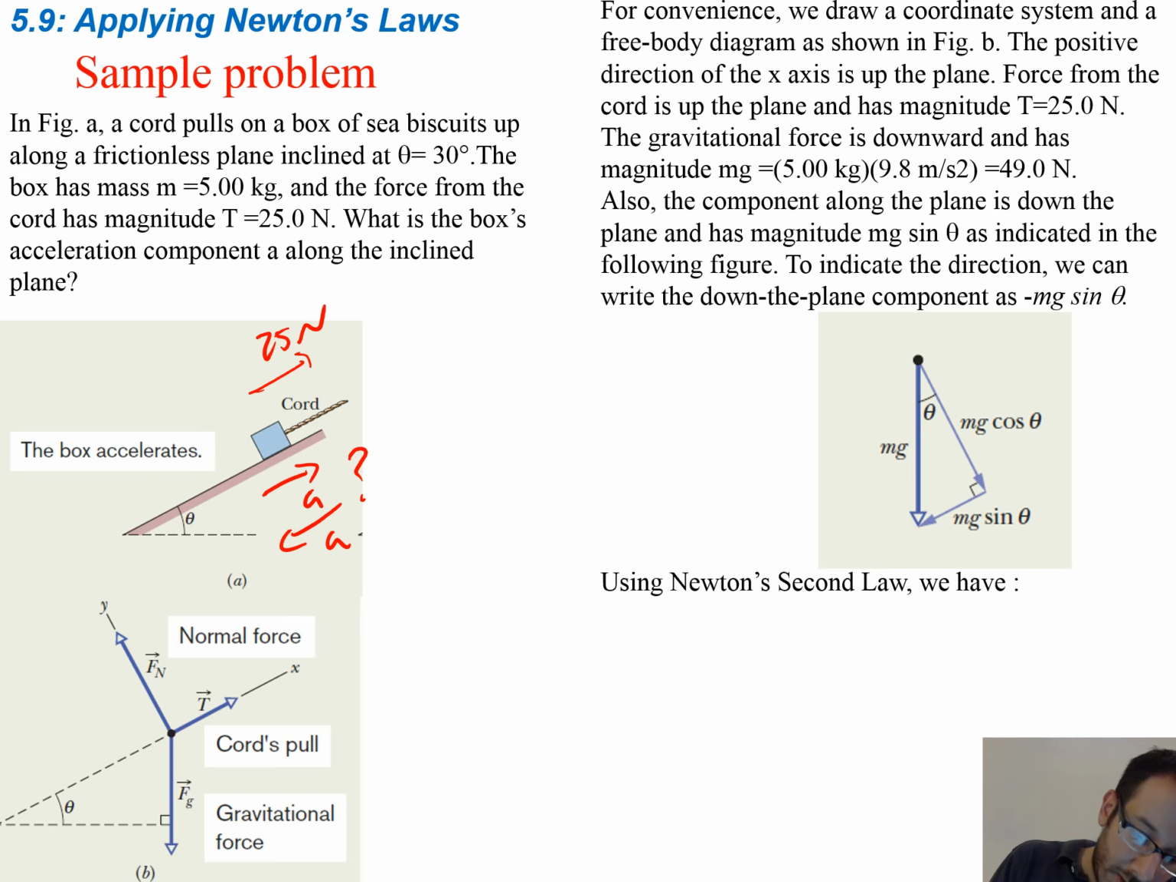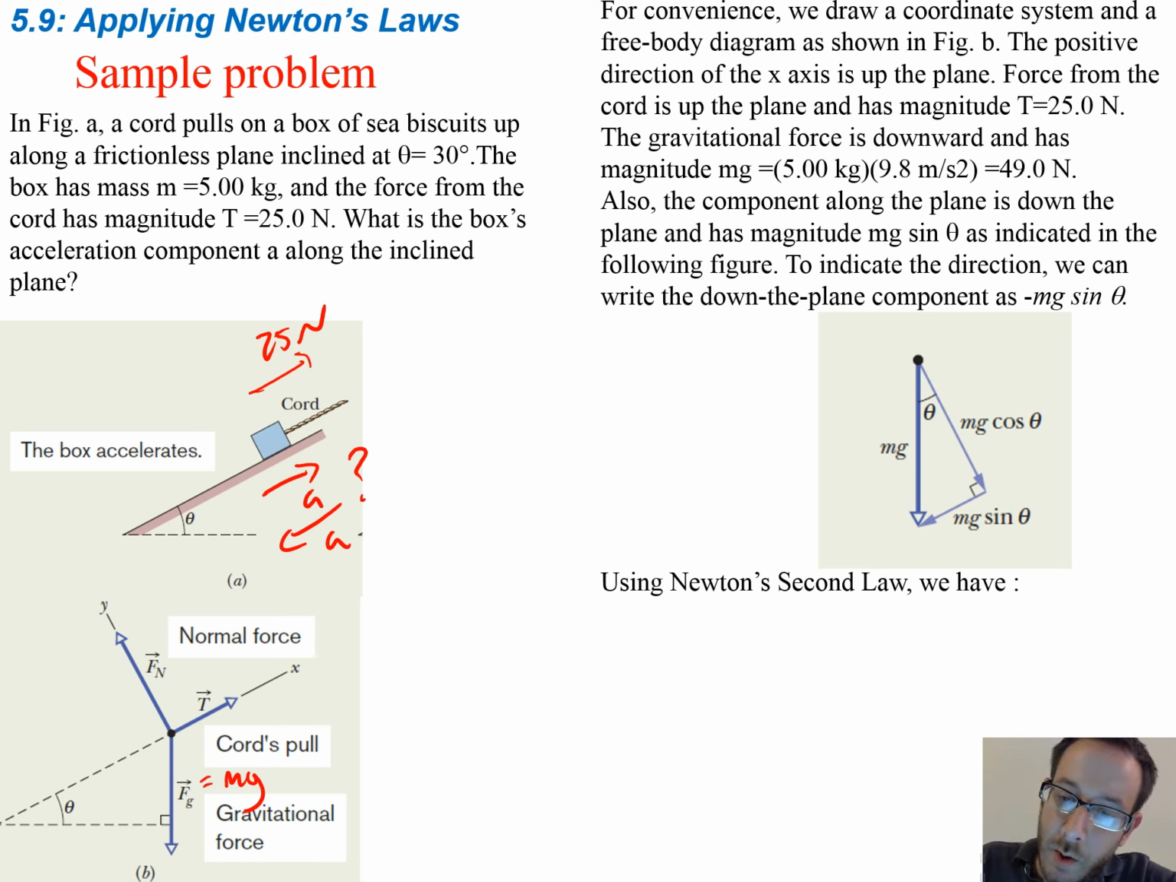So we just made a change in coordinate axes here. We said that x is going to be up along the plane, and y is just going to be in that direction. And of course, you have the force of gravity pulling straight down. Force of gravity is always straight down. The force from the cord is up the plane and has a magnitude of 25 newtons. The gravitational force is downward and has a magnitude of mg, which is 49 newtons. Again, force of gravity is always just mg.